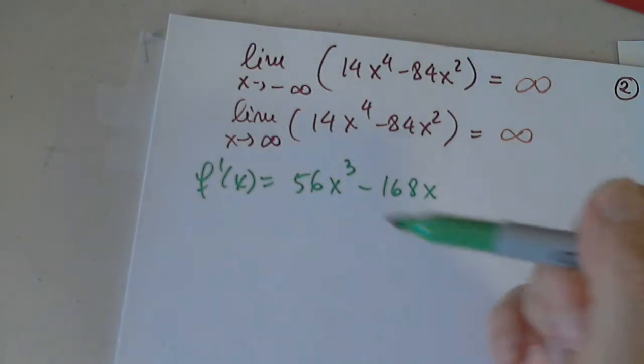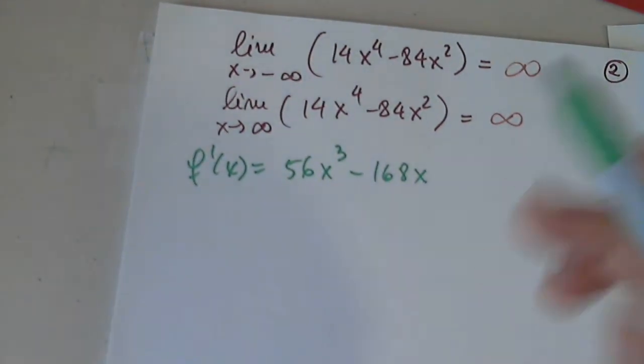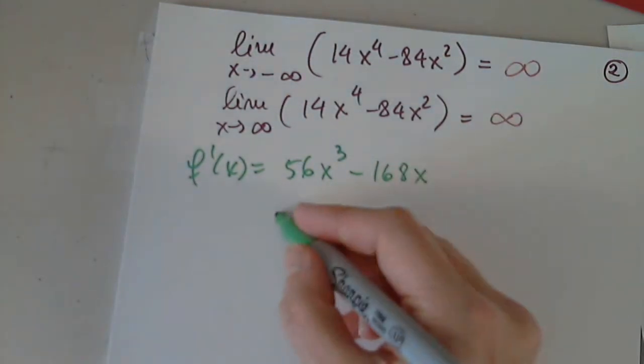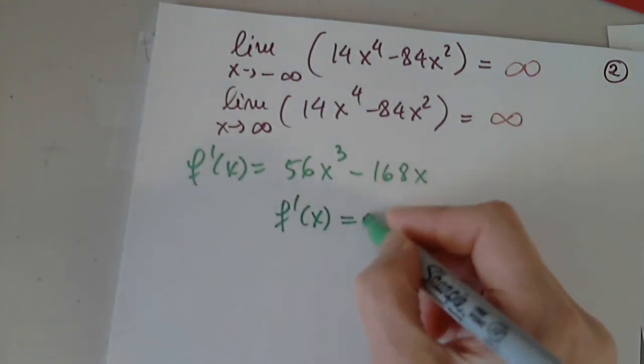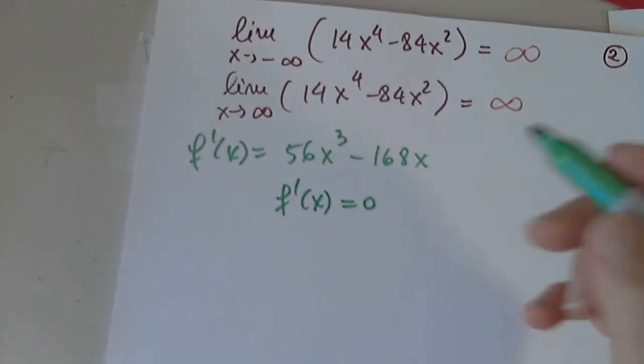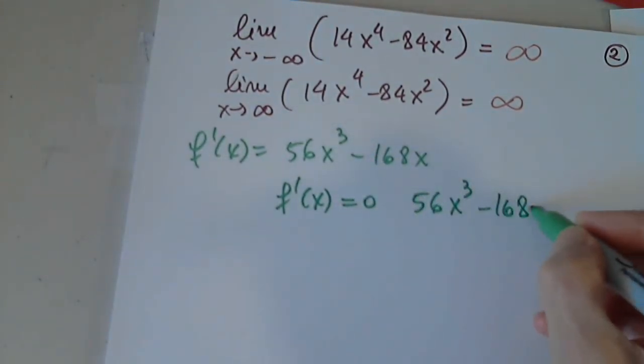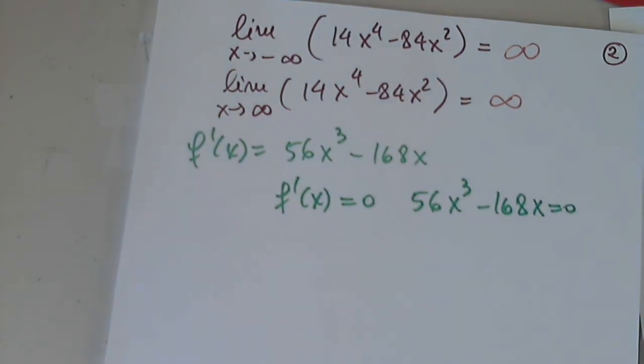Right? 160, 168, yep. And I know there are no critical numbers coming from f prime being undefined. So the only critical numbers will come from f prime being 0. And I have 56x to the third minus 168x equals 0. Stop me if you have any questions.